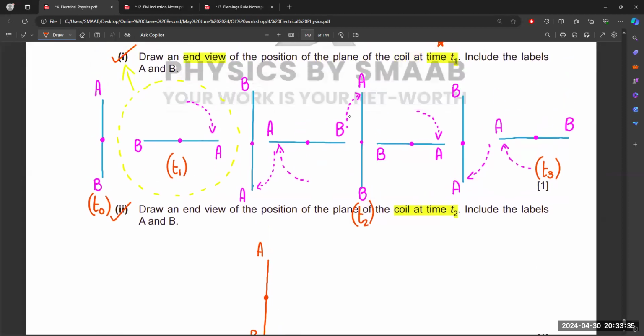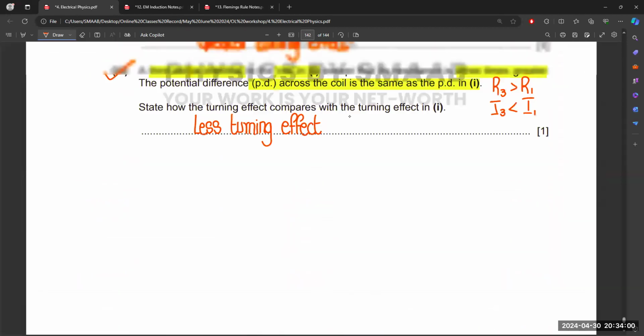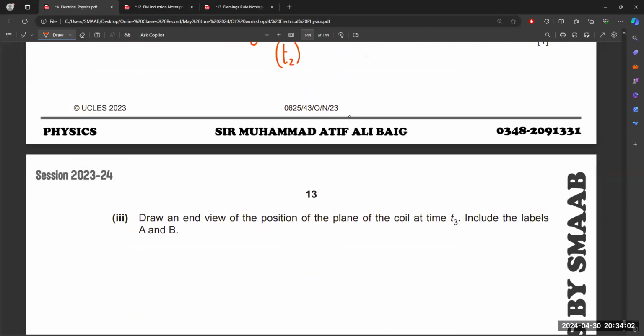Because we marked all the positions, it will be helpful for you to identify every position from the graph and also to draw the diagram according to the given position. Okay, so this is the answer, yes.